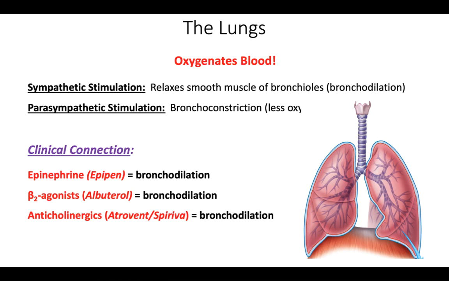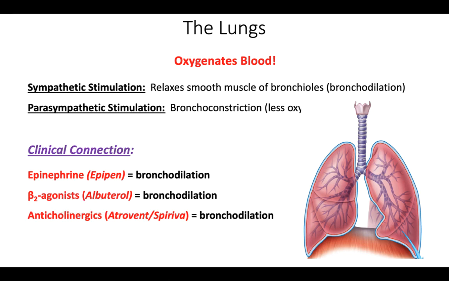Clinical connection. There's a lot of ways to dilate airways. One is you just give epinephrine, right? So we can give the actual hormone that stimulates bronchodilation, epinephrine. We use an EpiPen. That's typically done in emergency situations when someone is experiencing anaphylaxis or an allergy that causes the airways to constrict. There's also medications that are beta-2 agonists, such as albuterol.